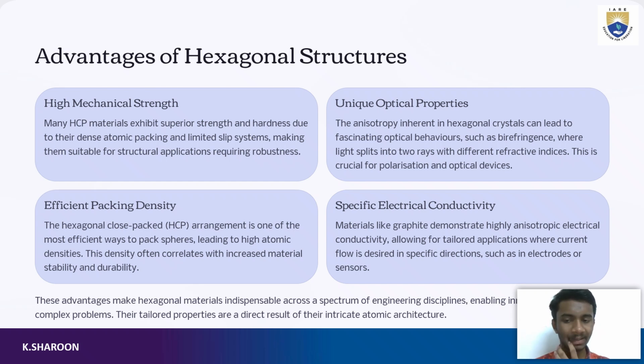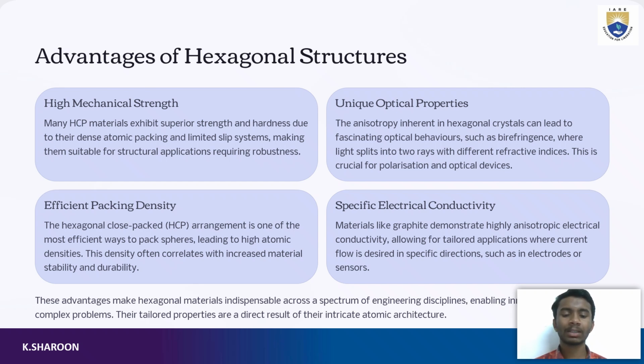Efficient packing density. The hexagonal close packed arrangement is one of the most efficient ways to pack spheres, leading to high atomic densities. This density often correlates with increased material stability and durability.